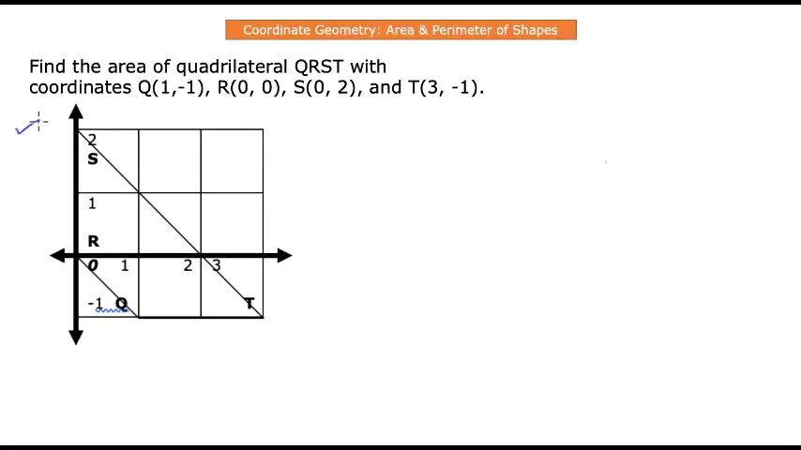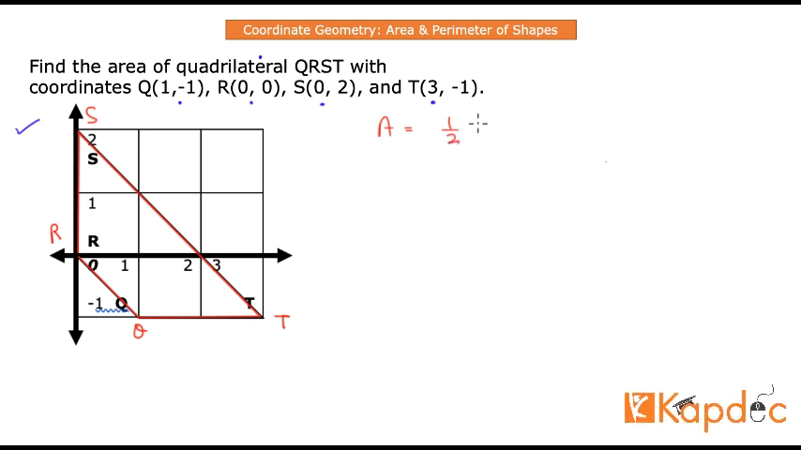All right, so in this case, we have this shape that we are supposed to calculate the area of, this quadrilateral QRST that has four vertices as given to us. Now you look at this diagram and tell me, does it look like a trapezium? Yes, it does. So we can say that the area in this case can be computed as 1/2 times B1 plus B2 times H. In this case, B1 and B2 are the two sides that are parallel to each other, and H would be the perpendicular distance between these two parallel sides.